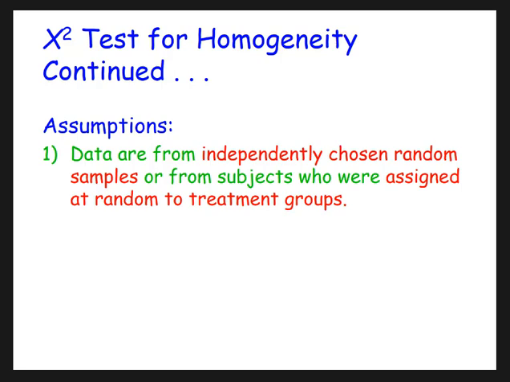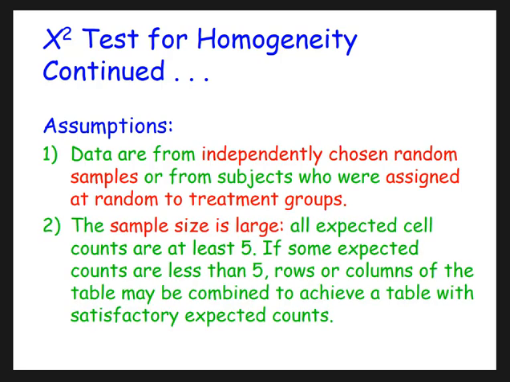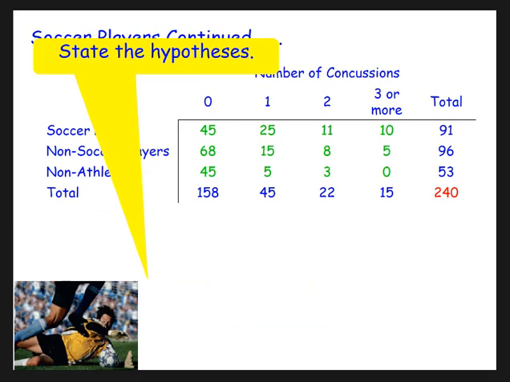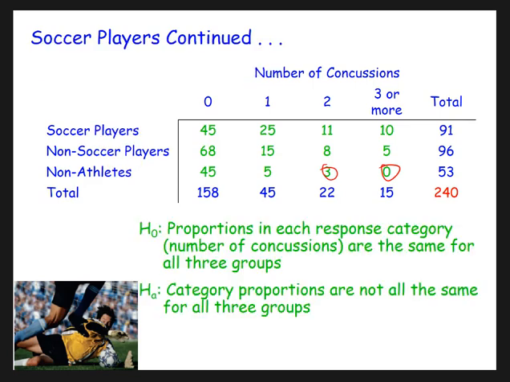Our assumptions: data are from independently chosen random samples or from subjects who were assigned at random to those treatments. The sample size is large. All expected cell counts should be at least 5, and that is true. If they're less than 5, rows or columns of the table may be combined to achieve this. So we can combine categories if we have to. In this table, for the non-athletes, there's only 3 and there's only 0 there. So that might be an issue for us.